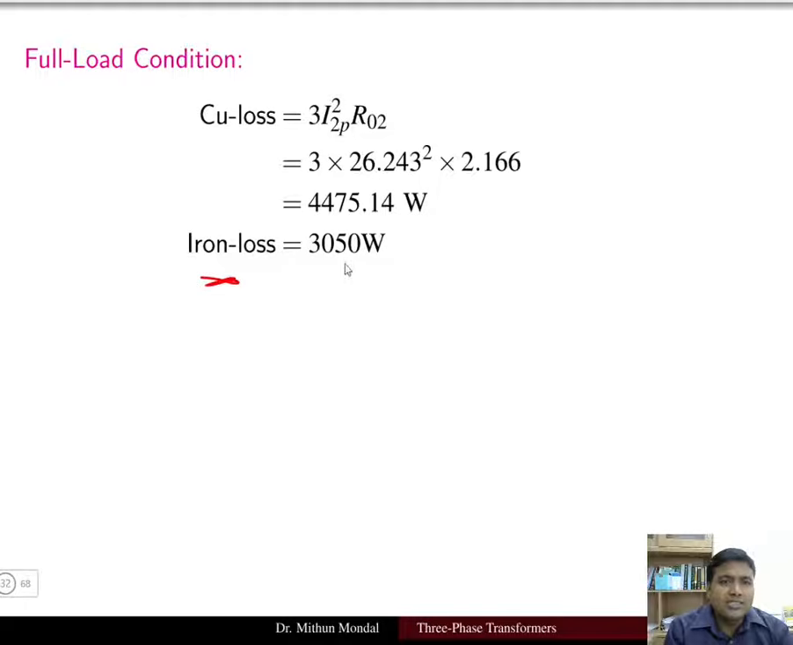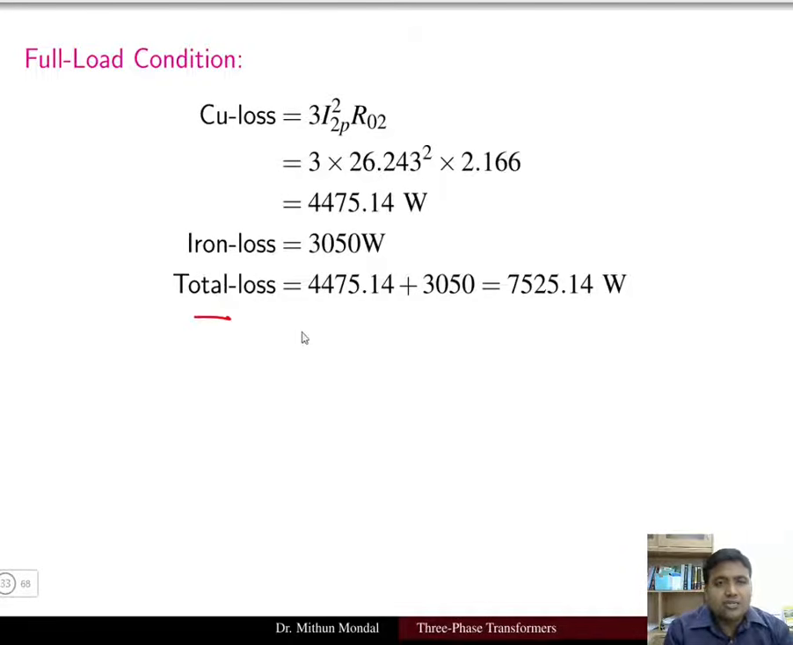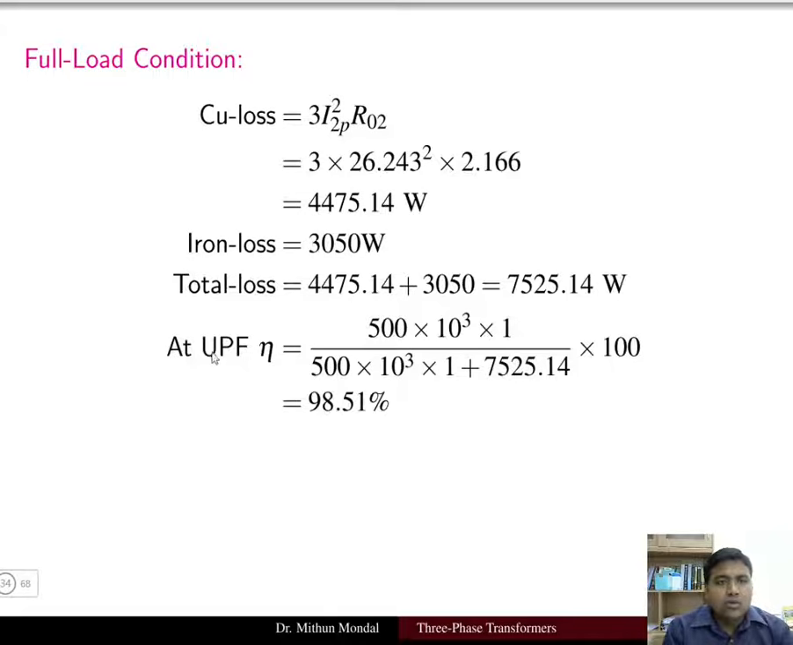Iron loss remains the same, 3050 watt, which is given in the question. So total loss is basically the sum of iron loss plus copper loss, which comes to be 7525 watt. Now we have to find the efficiency at two different conditions. One is unity power factor condition.